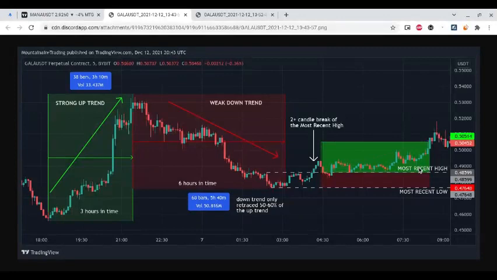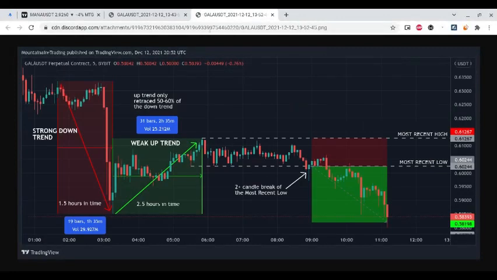Perfect. Let's go on to a short example now. It's going to be the complete opposite of the long entry. So first things first, we're looking for a strong downtrend. We want to see big red candles. That's an impressive move to the downside. We want to see structure broken, and we want to see big red candles.